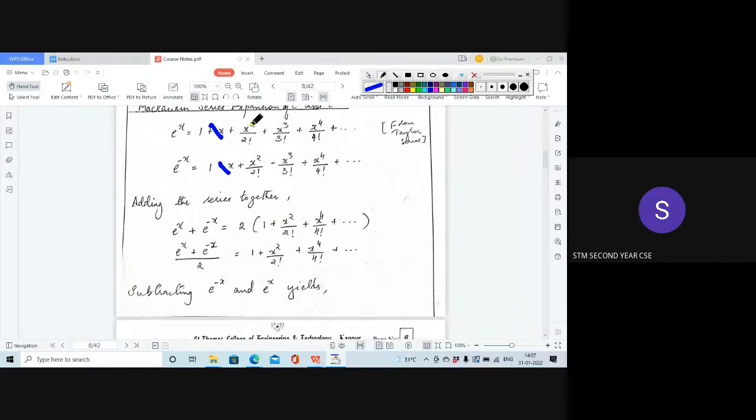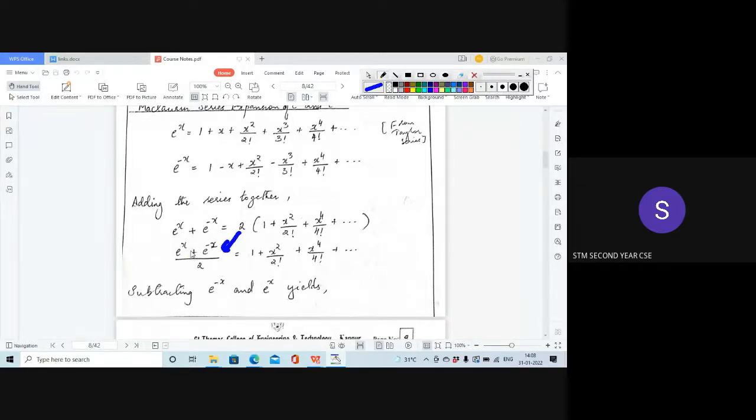Here you have x square by 2 factorial plus x square by 2 factorial, which is 2x square by 2 factorial. This 2 I have taken outside. And also the x cube terms will cancel off. Then x raised to 4 by 4 factorial plus x raised to 4 by 4 factorial, you will get 2x raised to 4 by 4 factorial. This 2 I have taken outside. Since the 2 is common to all these even powers, I have taken it outside. So e raised to x plus e raised to minus x is equal to 2 into 1 plus x square by 2 factorial, etc. And now this 2 I'm bringing it down.